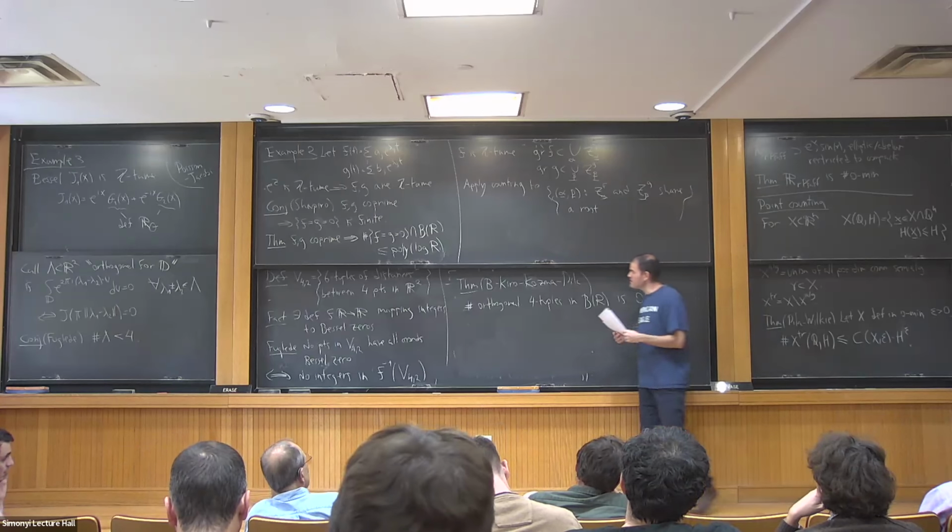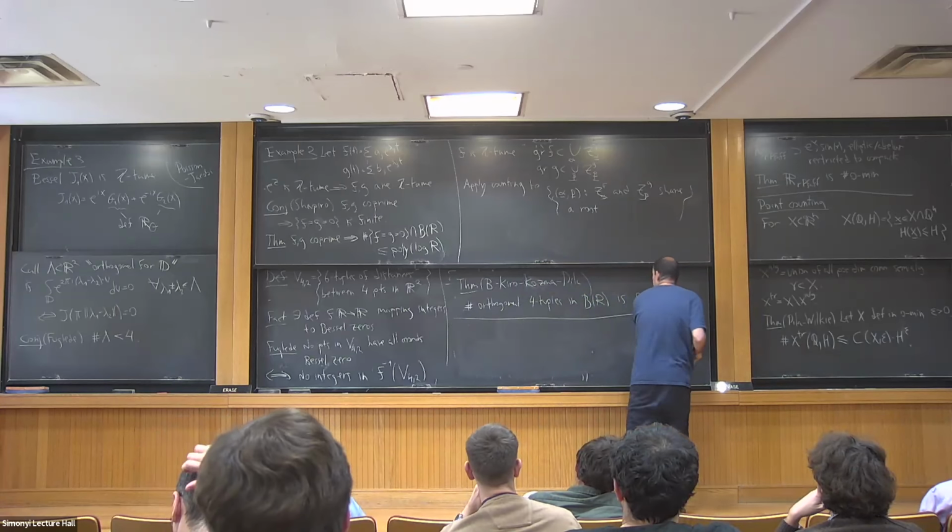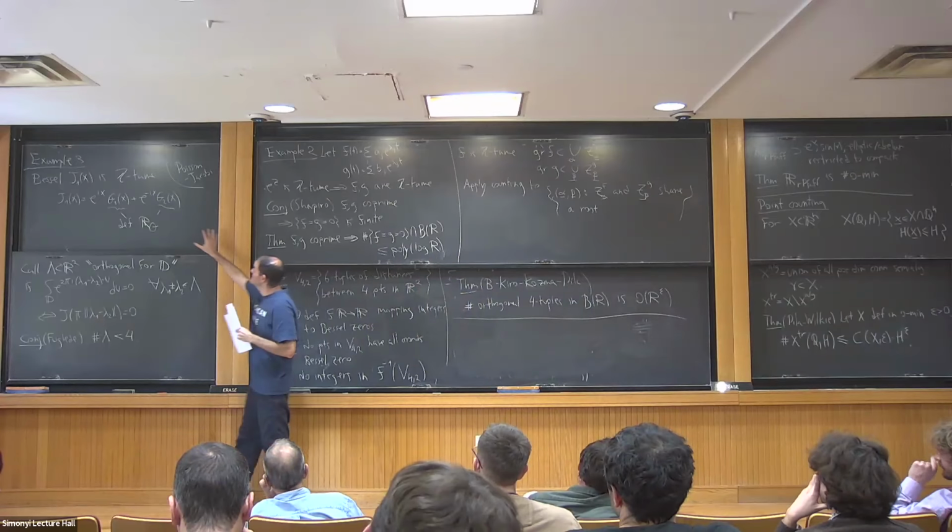Okay, I have other examples involving orthogonal polynomials, but I'm out of time. But the general message is that whenever you have these kinds of, for example, asymptotic expansions, as I have here.